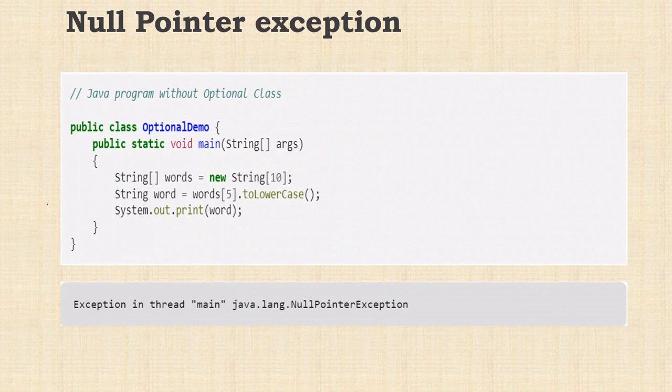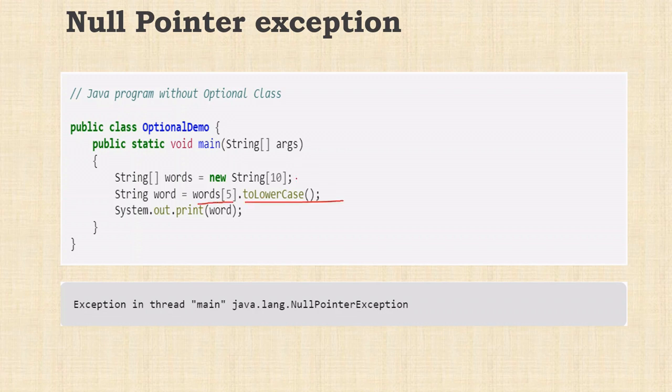So this is a null pointer exception. How can you get a null pointer exception? One small example is there. So this is the string array. Okay, string array, we have 10 strings inside the array. And what we are doing here, words 5 dot toLowerCase, we are operating on words 5 to lowercase.